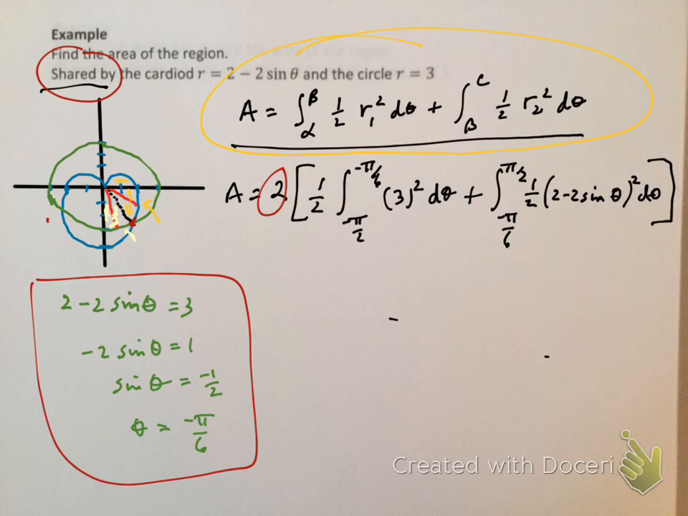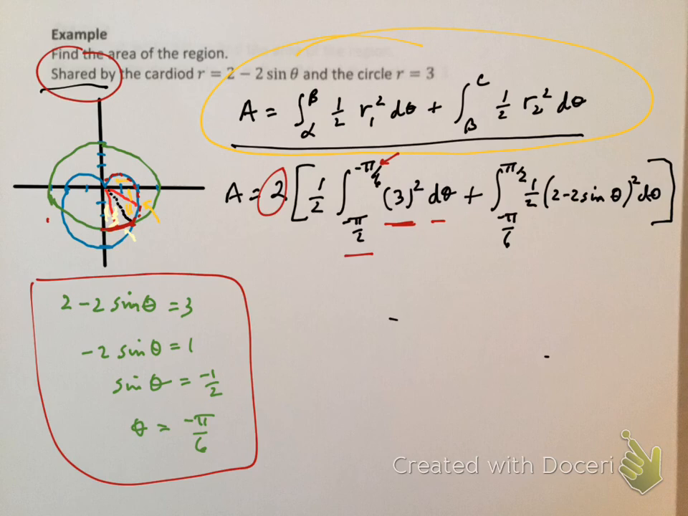So if you examine what's occurring for this one, it's going to go from negative pi halves to negative pi sixth. And it's just going to be that circle equation, which is 3 squared d theta. When I go to the cardioid, it's going to go from pi sixth all the way down here to pi halves to finish that cardioid. How do you know that? Because we graphed all those polar graphs that I reviewed with you. Okay, you can't forget stuff.